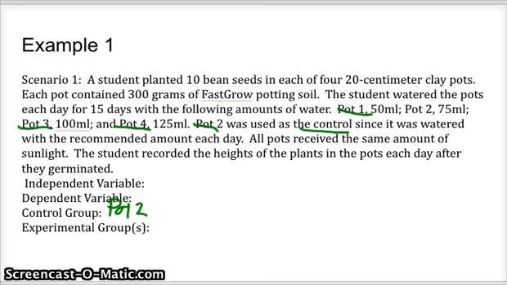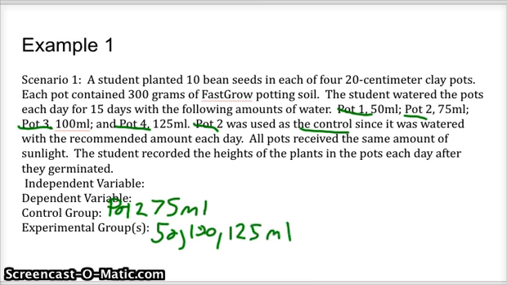All right, and here's pot 2. So 75 milliliters. So that means the other groups, our experimental groups, were 50, 100, and 125 milliliters, or pots 1, 3, and 4. It doesn't really matter which one you put for that. The independent variable, so what did we change between these groups, is the amount of water that we added. All right, so that's what we're testing, the amount of water.